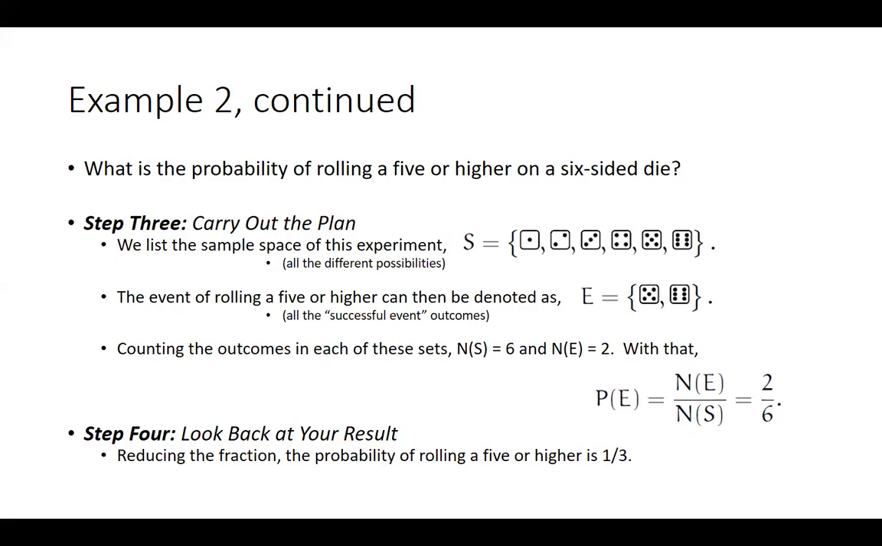Step 3, carry out the plan. We list the sample space of this experiment, which would be all the different possibilities. When we roll that 6-sided die, the sample space would be 1, 2, 3, 4, 5, 6, because we can roll a 1, we can roll a 2, we can roll a 3, we can roll a 4, we can roll a 5, and we can roll a 6.